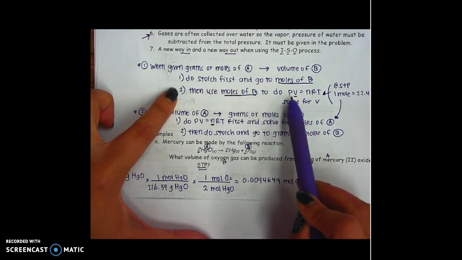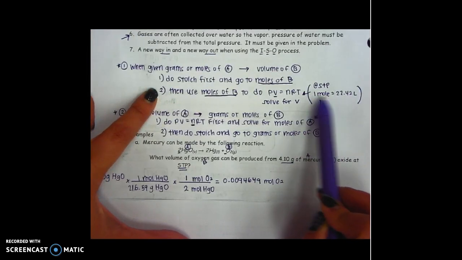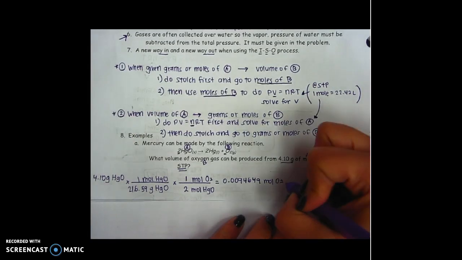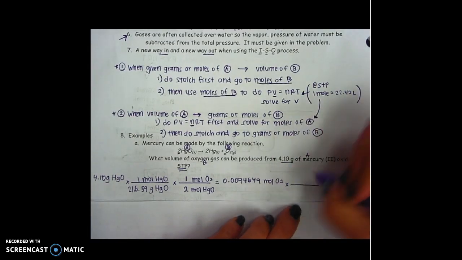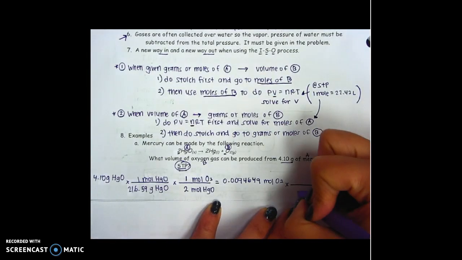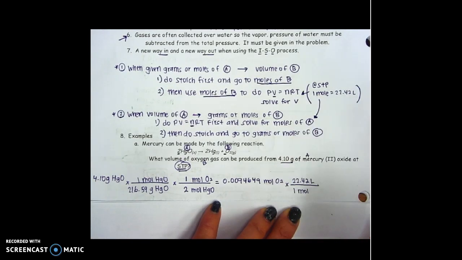And now we could either use PV=nRT, or we're going to use our shortcut, which says at STP, a mole of any gas is equal to 22.42 liters. So this is where it's actually really nice. Because it is at STP, they tell us in the problem right here, we can make use of the shortcut where 1 mole of any gas is equal to 22.42 liters of the gas.